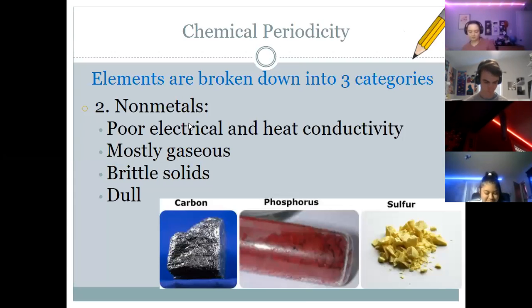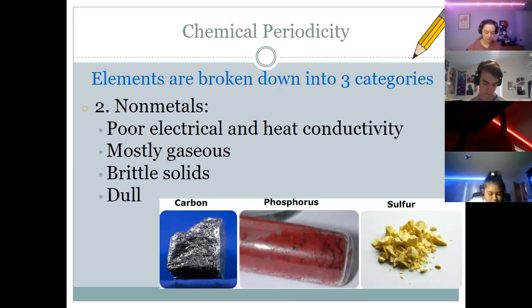So the next topic, the next type, category, whatever, are nonmetals. So these are just the opposite of metals. These are going to be elements or atoms that are going to be poor conductors of electricity and heat. They are typically gases, especially at room temperature. Doesn't mean that they will not be solids. Everything can become a solid. So when these nonmetals become solids, they're going to be very brittle.